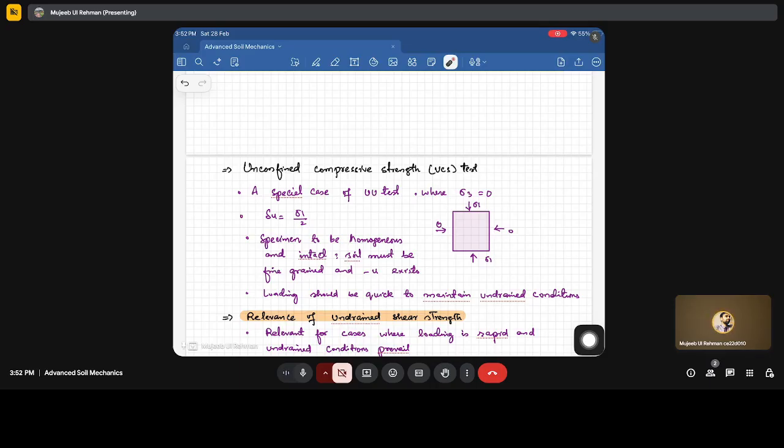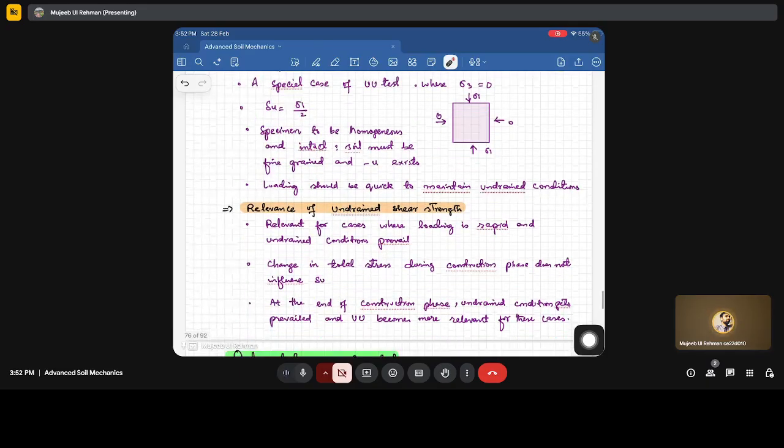So that is why this test is purely for fine grained soils in which some kind of suction should exist. Loading should be quick to maintain the undrained conditions, and the strength in this case is given by the unconfined compressive strength, sigma 1 by 2. Whatever the load will come, divided by 2.